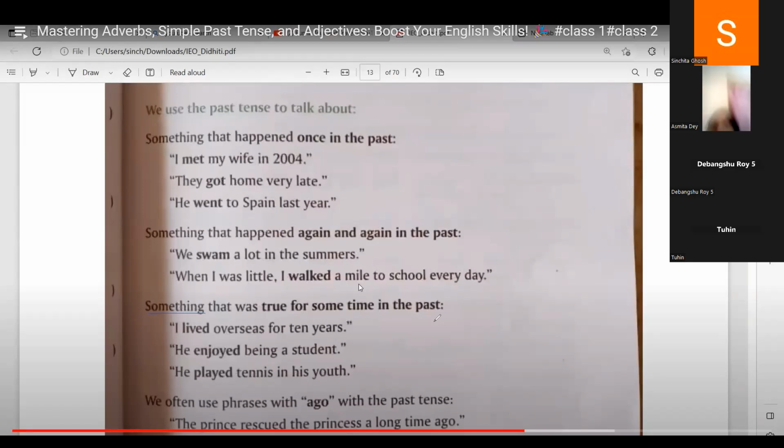Great. Okay. Now, first, you give me the example, Tuhin. Ashmita and Debangshu, keep your examples ready. I will come back to you all. Tuhin, tell me, beta. Ma'am, I'm thinking. Okay, think. Debangshu, can you give me one example, beta?